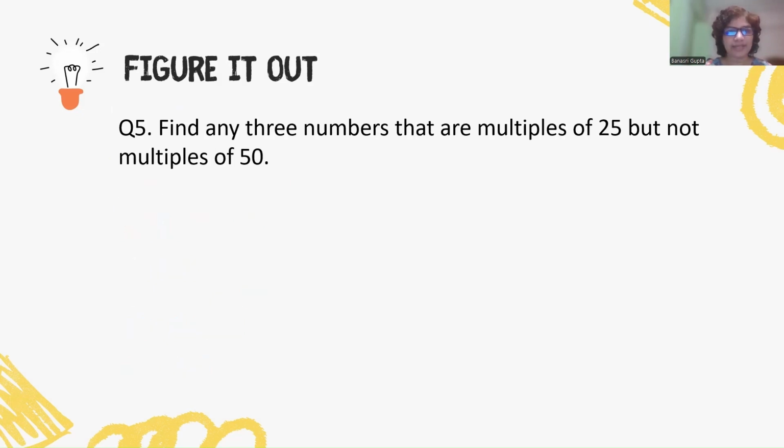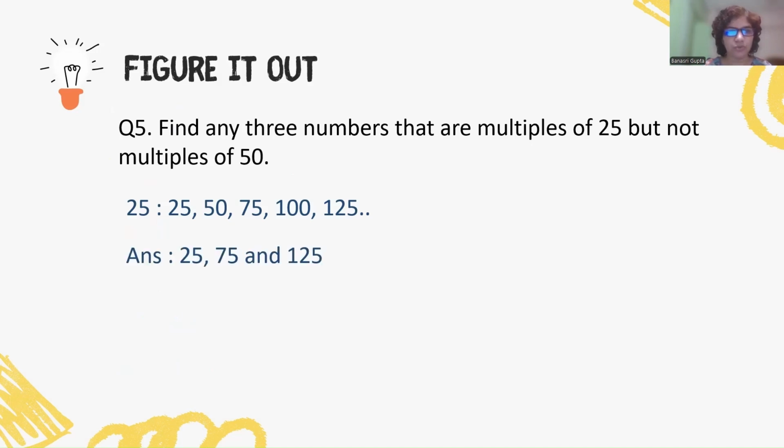Let's move on to the next sum. Find any three numbers that are multiples of 25 but not multiples of 50. So let us list out the multiples of 25. Out of these numbers, those numbers that don't end with a 0 are not multiples of 50. So these are the numbers 25, 75, 125.